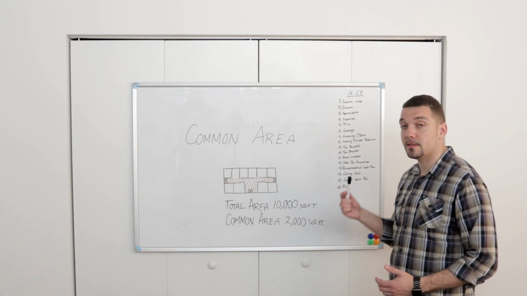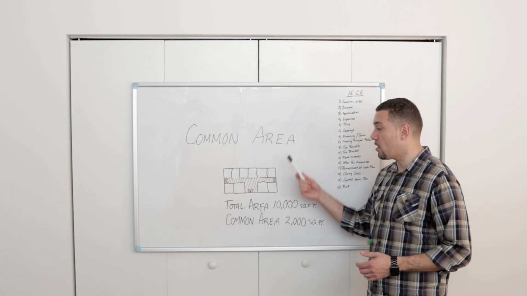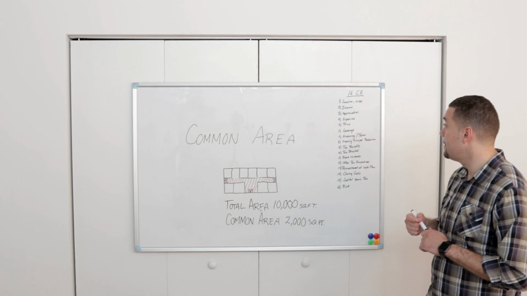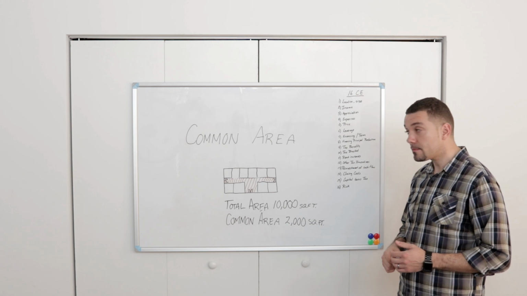So you need to understand that, and you need to understand how common area affects your square footage. Next is the income.